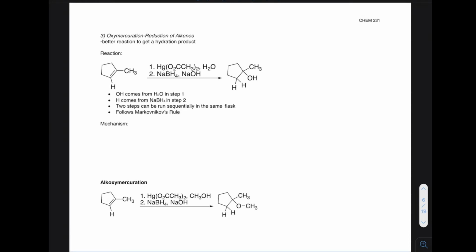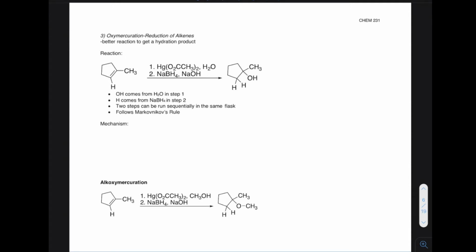So in this video, we're going to cover a few more alkene reactions. And the first one we're going to discuss is oxymercuration. This is kind of like we hinted at in the last video. This is a better reaction to get a hydration product, a better reaction to get OH added to our alkene in a Markovnikov fashion, right? That OH adding to the most substituted carbon.